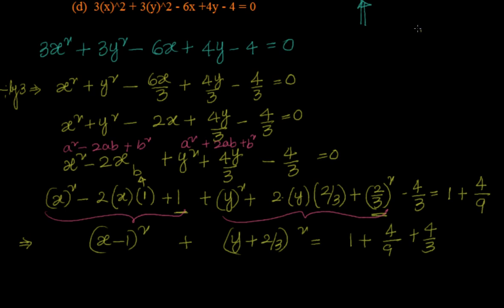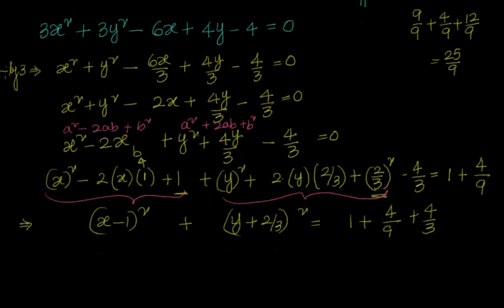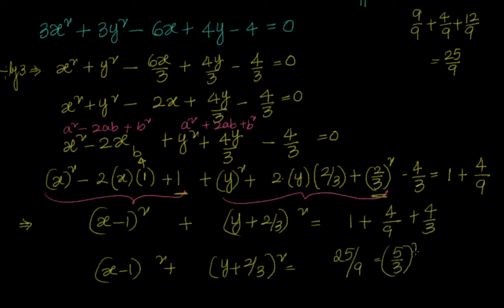We'll simplify that. 1 is 9 by 9, 4 by 9, 4 by 3 is 12 by 9. So that's equal to 25 by 9. So I can write it as x minus 1 whole square plus y plus 2 by 3 whole square equal to 25 by 9, which is also nothing but equal to 5 by 3 whole square.